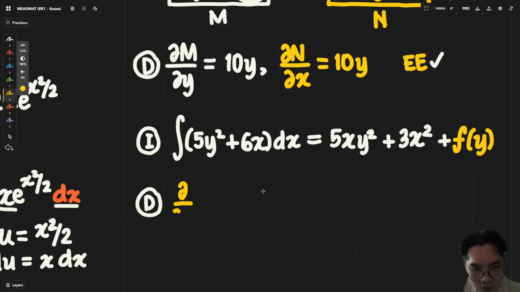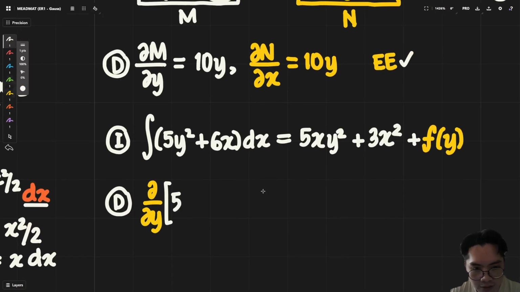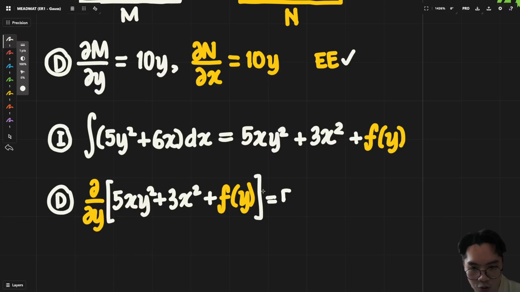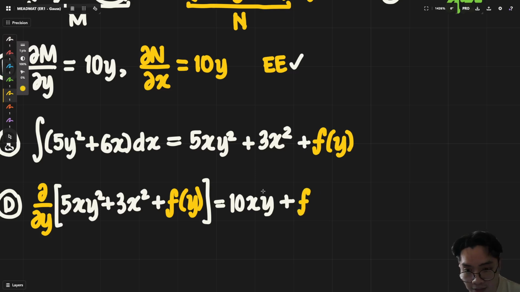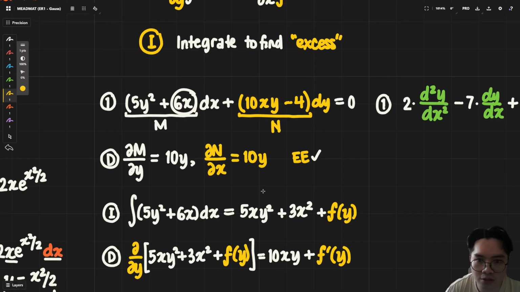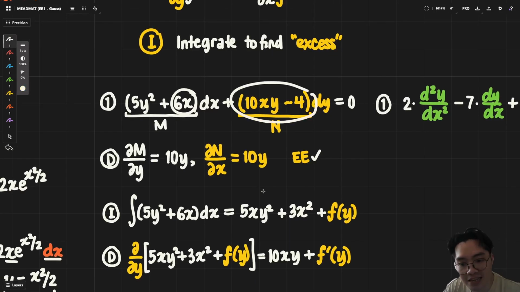Okay, let's derive this with respect to y. And what we should get, from 5xy squared plus 3x squared plus f of y, is 10xy plus f prime of y. That is the important bit, the prime. And now, as you can see, this seems very familiar. It should be familiar because it's supposed to be an exact match of the other thing, the expression n.